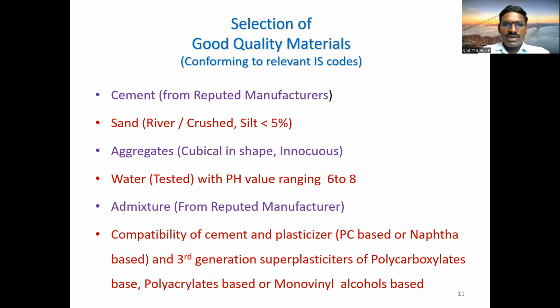Again, water is very, very important. For that water, we have to use a pH value between 6 and 8. So the potable water we are drinking, that potable water we should use for construction also. Then aggregates: they should be cubical shape aggregates, so the elongation index and flakiness index we also have to think about. All these four or five materials which we are using for the manufacturing of concrete should be good quality materials. So that selection is very important.